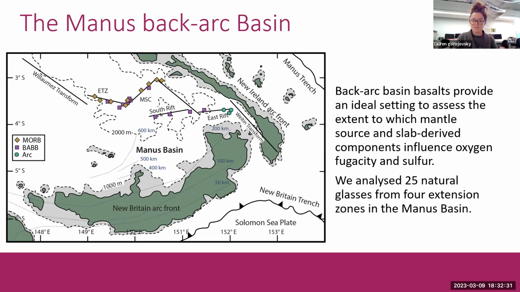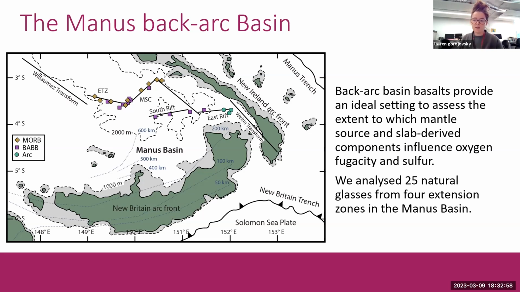However, back arc basins are like an intermediary between a mid-ocean ridge and a true arc-like magma, because although you have the subducting slab which goes into the source, you've also got decompression melting. So back arc basins are an ideal setting to assess the extent to which a mantle source and slab-derived components can influence oxygen fugacity and sulfur.